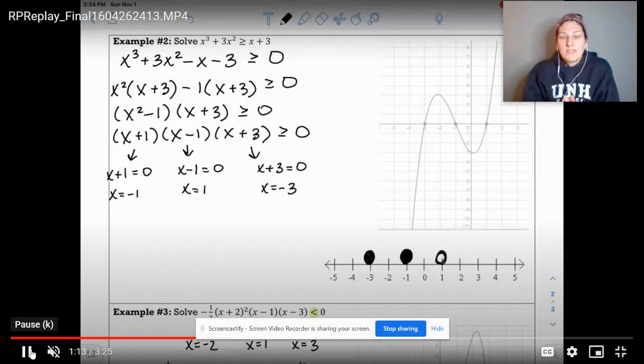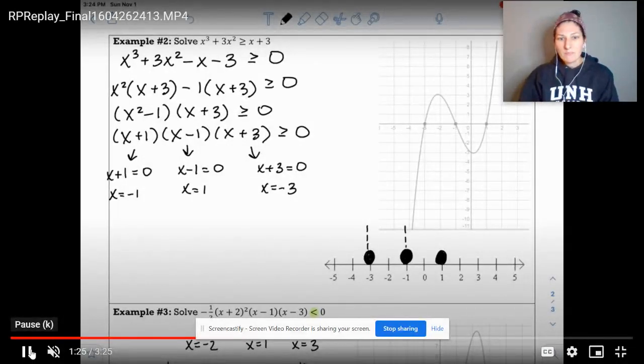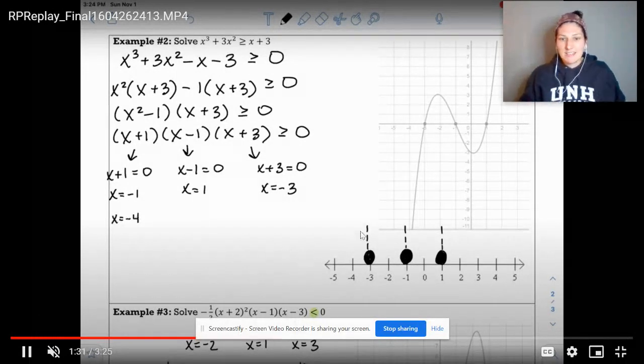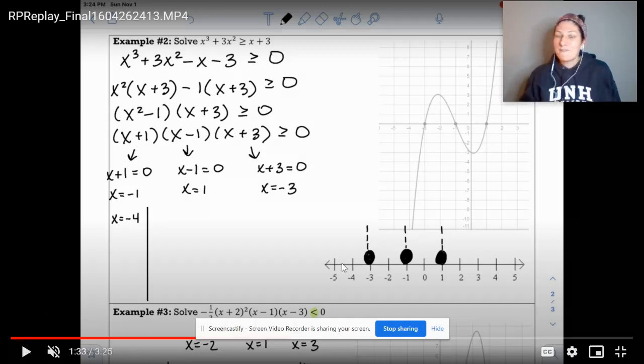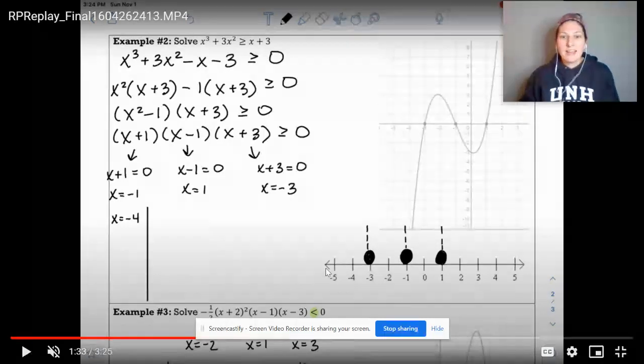Then I am going to divide my number line into parts. So you can do little dashed vertical lines if you want. And you want to test a number that is in each region. Doesn't matter what number that you test. So for example, when I test a number over here, I'm going to test -4. But you could have plugged in -5 or -8. Any number that's in that region, you're good.